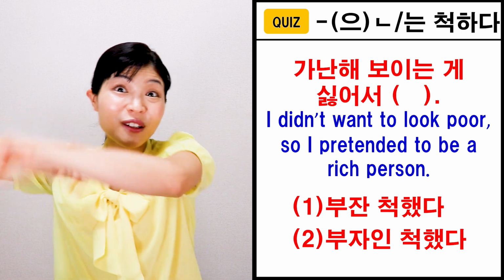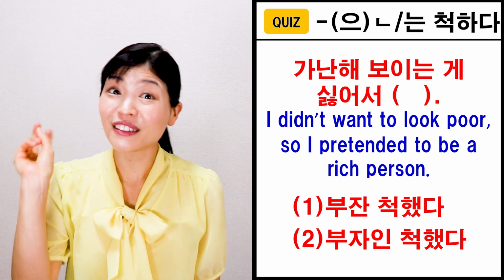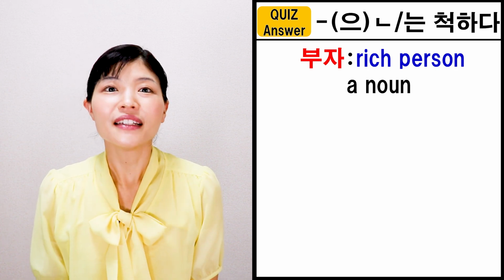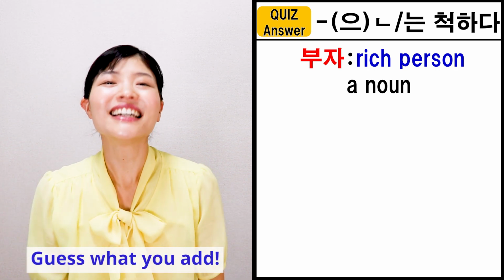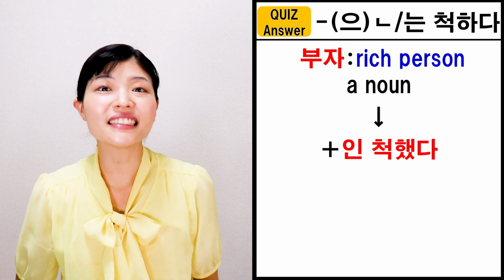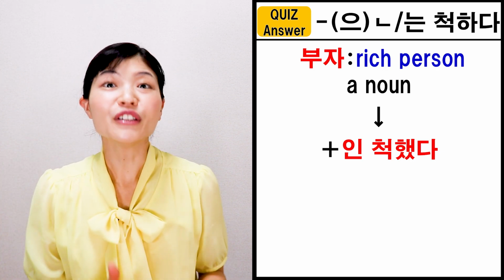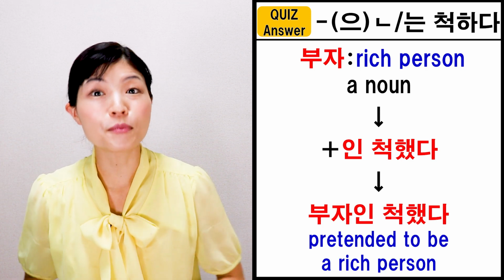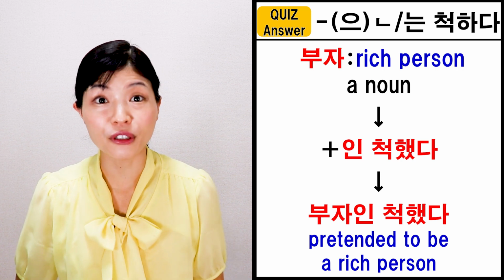The correct answer is number 2. 부자, a rich person, is a noun. So what do you have to add? 인 척했다! Yes! Right! Because this is the past tense. Now you add 인 척했다 to make 부자인 척했다, pretended to be a rich person.